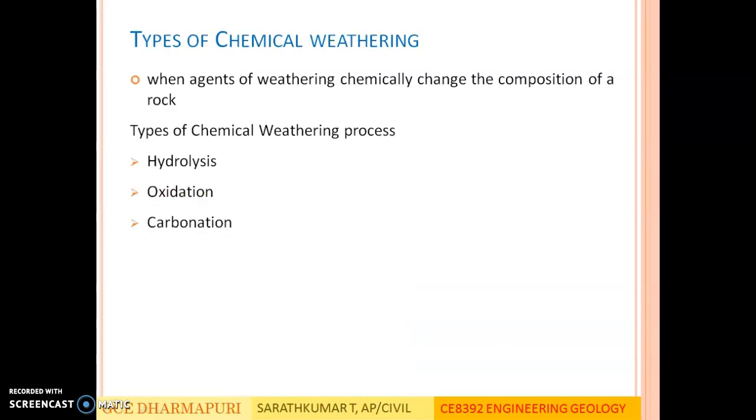Moving on to types of chemical weathering. When agents of weathering chemically change the composition of a rock, it is called chemical weathering. Normally, the three types of chemical reactions happening are hydrolysis, oxidation and carbonation. Hydrolysis is nothing but reaction with water. Some of the minerals are soluble in water.